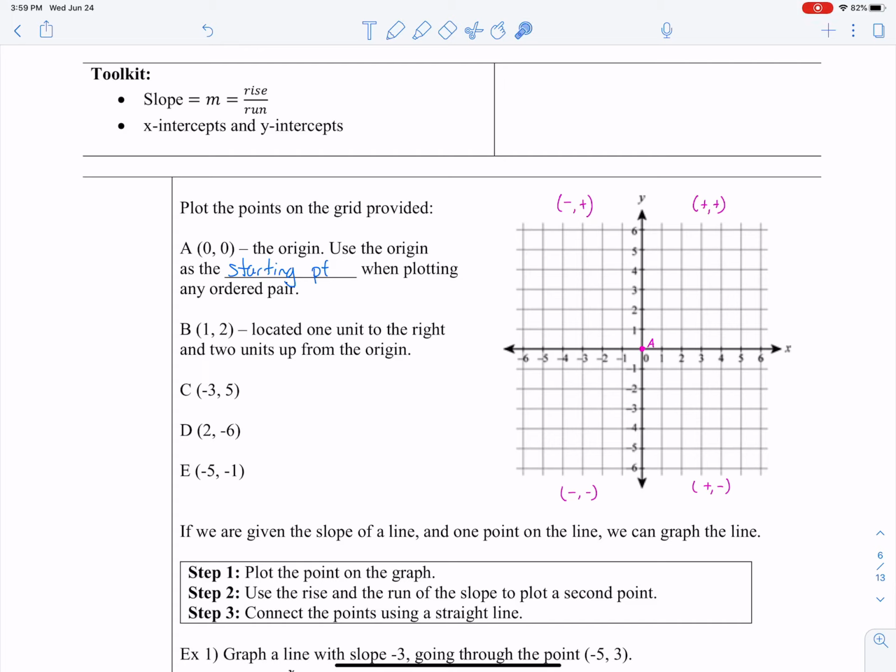So let's plot this next one, B. So it's at 1, 2, so they're both positive, so we're going to be in this quadrant. So we'll go 1 to the right and then 2 up. So this will be point B. Next we have C, negative 3 and 5. So it's negative, positive, it's going to be over here. So we'll go to negative 3, then we'll go up to 5, so it'll be up here.